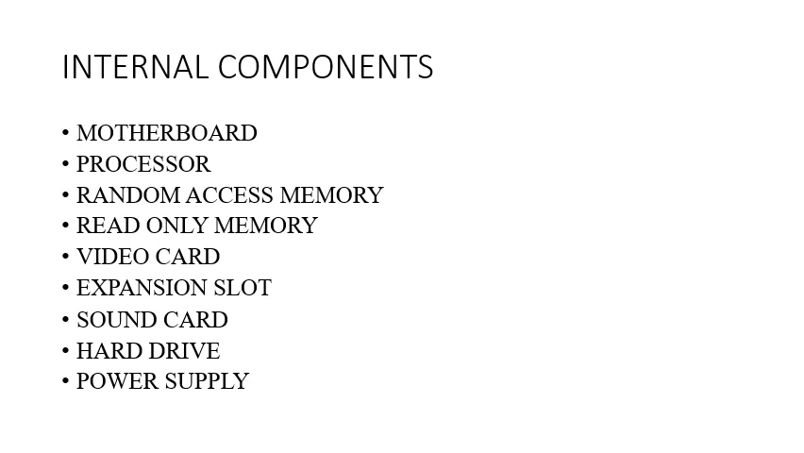Then there are the video card, expansion slot, sound card, hard drive, and power supply. So the power supply, hard drives, expansion slots, and sound and video cards are also very important internal components of a computer system, because without these sound cards and video cards, we cannot get the graphical effect that we need to see on the screen. Let's begin with the first internal component, that is the motherboard.